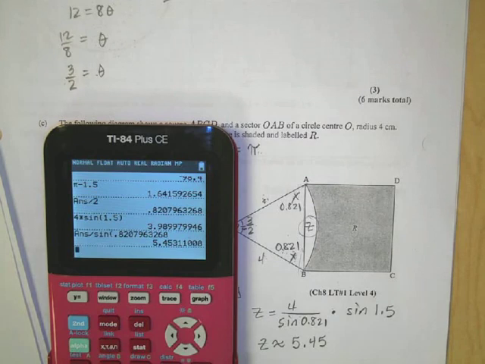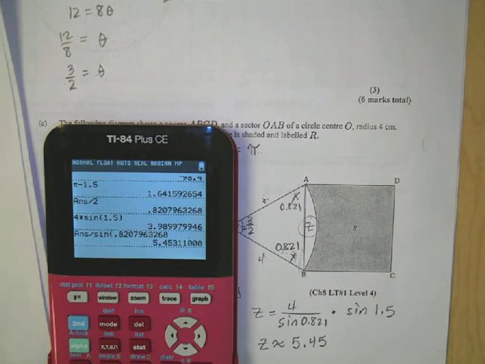Let me check my answer key, make sure I'm not messing up here. Where's my answer key? Yep, I'm good. Okay, so there is my side Z.